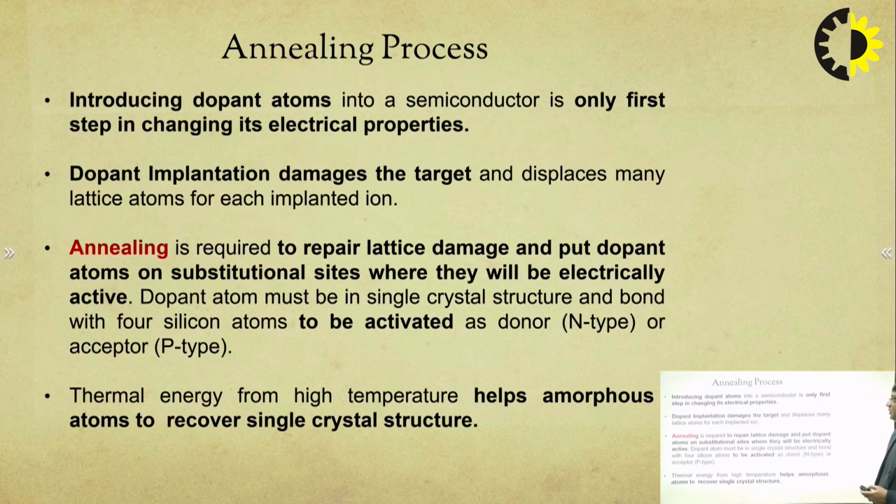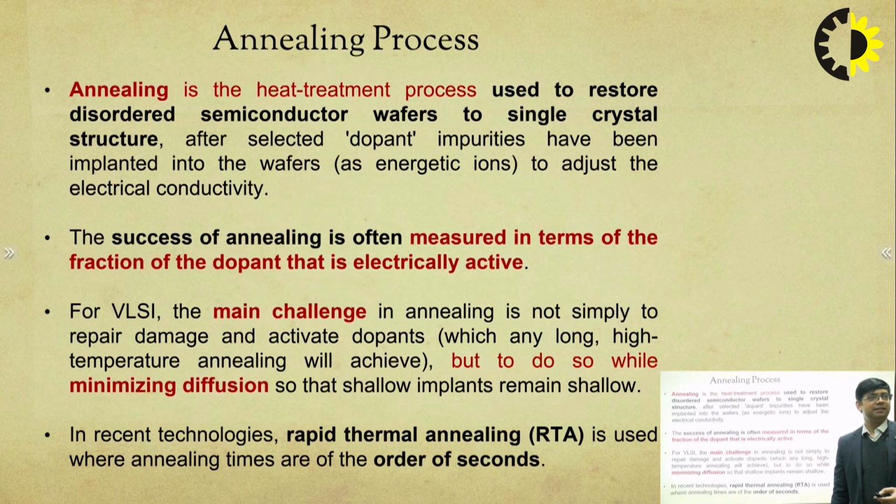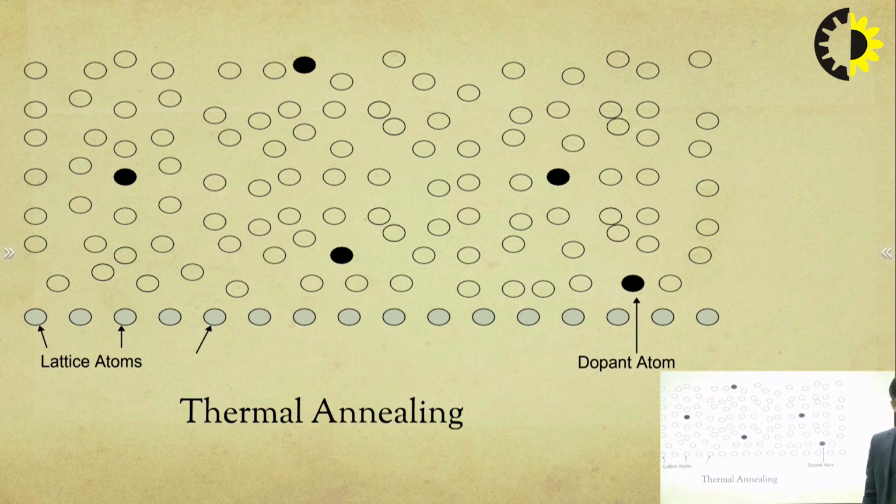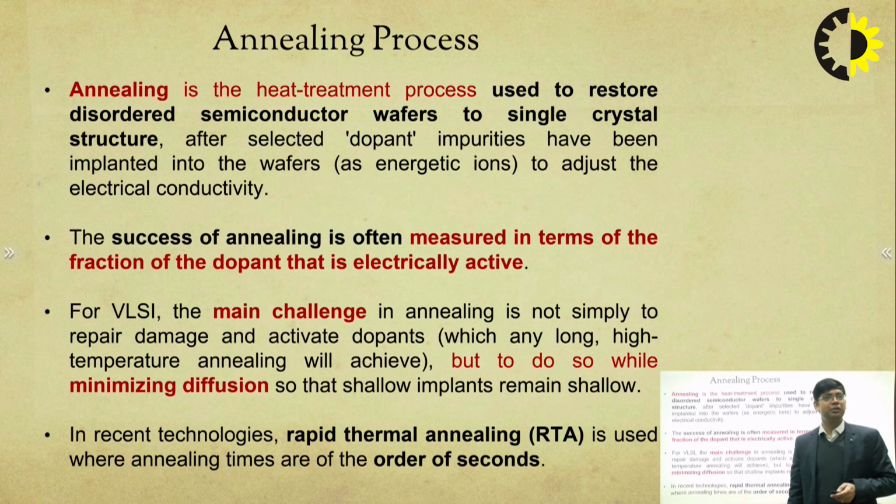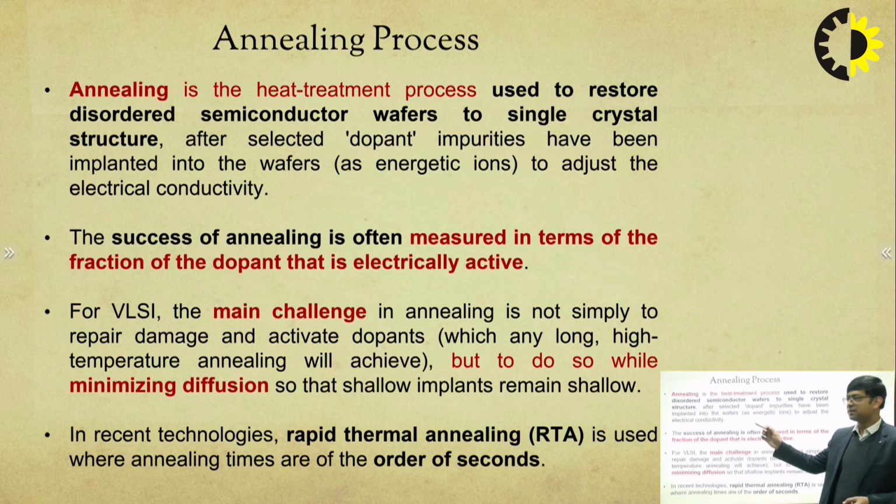Now, this damaged structure needs to be healed, needs to be reordered into the crystalline form, and this is done with the help of the annealing process. This is a very important process, which is used to repair the damage caused by the ion implantation process. Now, let us see here. Annealing is a heat treatment process used to restore the disordered semiconductor wafers to single crystal structure.